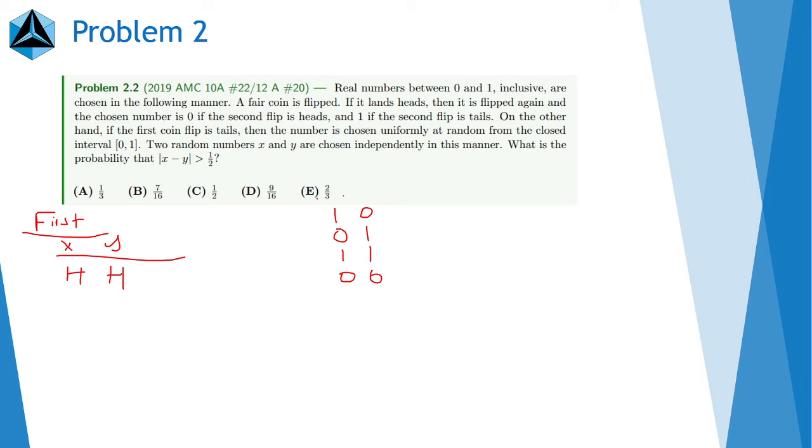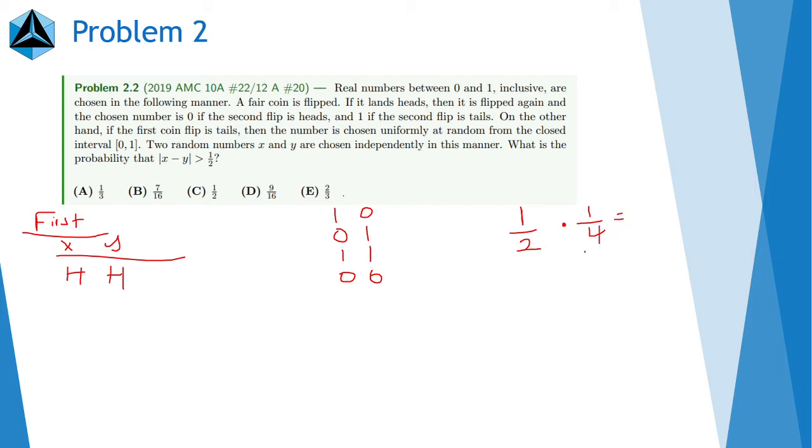So we want to know that our success is going to be x minus y greater than 1/2. Only two of these four cases work. So it's going to be a 1/2 probability for this case. And this case, by the way, occurs with probability 1/4, of course. You're going to flip.